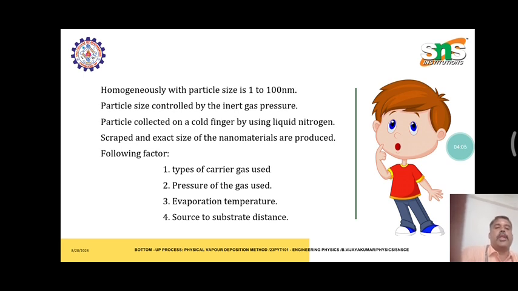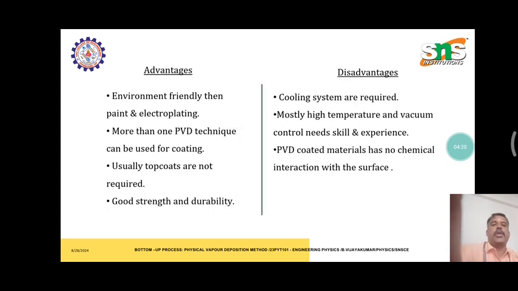The type of carrier gas used, the temperature of the gas, the evaporation temperature, and the source to substrate distance are all very important factors we follow in this PVD procedure.